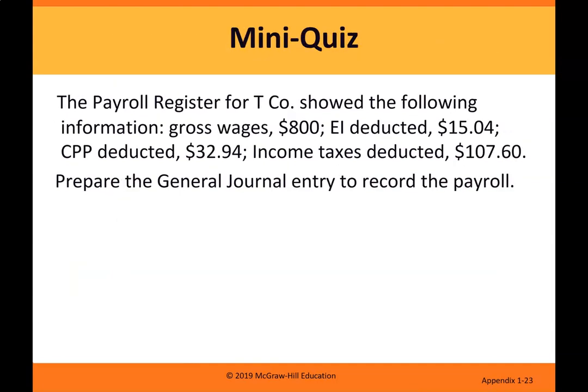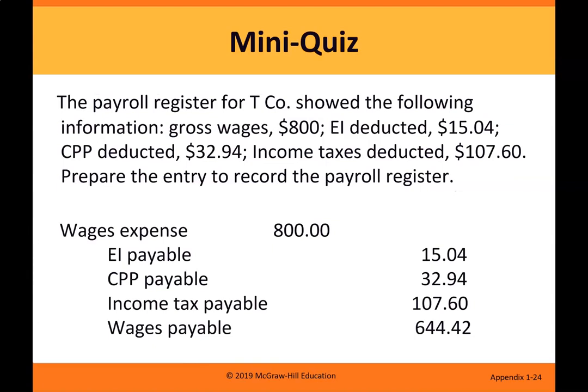Mini quiz. The payroll register for TCO showed the following information: gross wages 800, EI deducted 15.04, CPP deducted 32.94, income taxes deducted 107.60. Prepare the general journal entry to record the payroll. Debit wages expense 800, credit EI payable 15.04, credit CPP payable 32.94, credit income tax payable 107.60, credit wages payable 644.42.